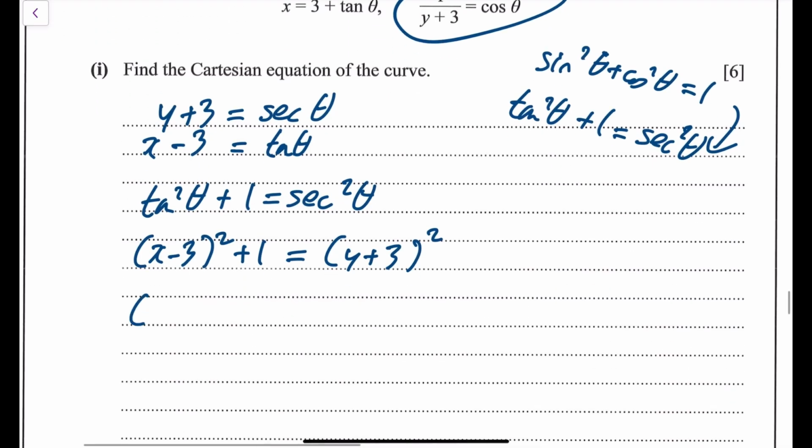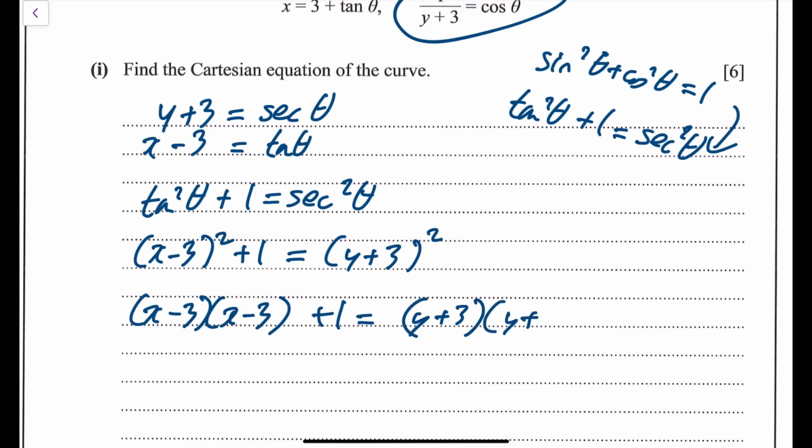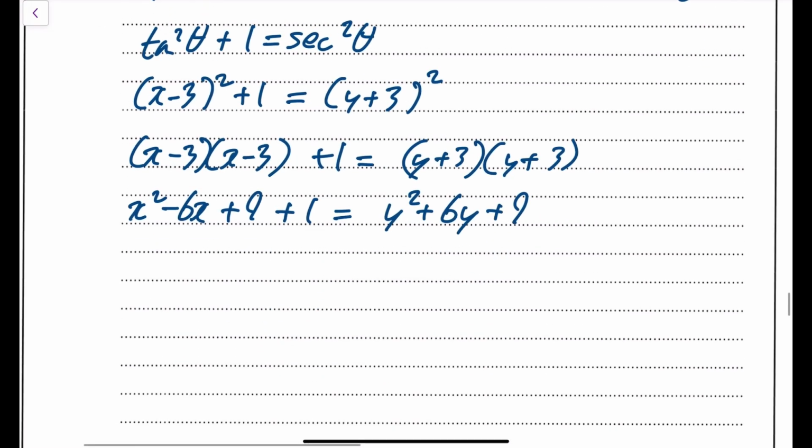Now let's do this out, as I've said nearly every video I've done so far this year, do this out the long way to avoid making mistakes. So that's going to be x squared, x times x is x squared, x times minus 3 is minus 3x, minus 3 times the x is another minus 3, so that's minus 6x, minus 3 times minus 3 is plus 9, and then you plus 1 over here. Y times y is y squared, y times 3 is 3y, 3 times y is another 3y, that's 6y, and plus 9. And then that tallies up to be x squared minus y squared minus 6x minus 6y plus 1 equals 0.